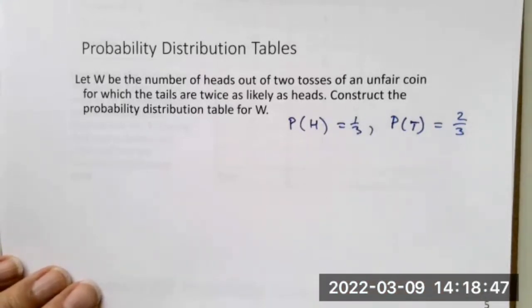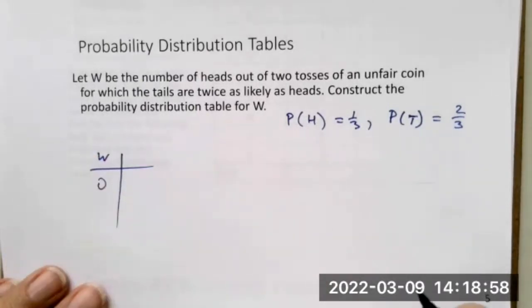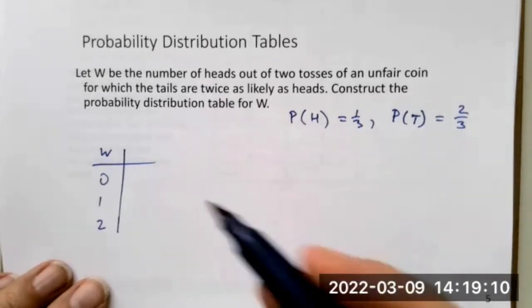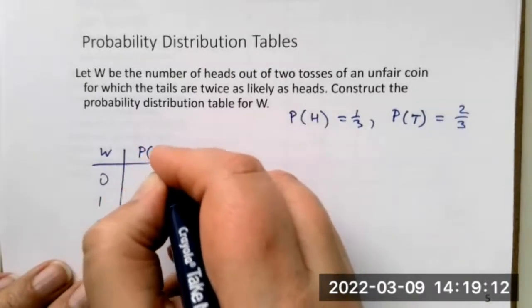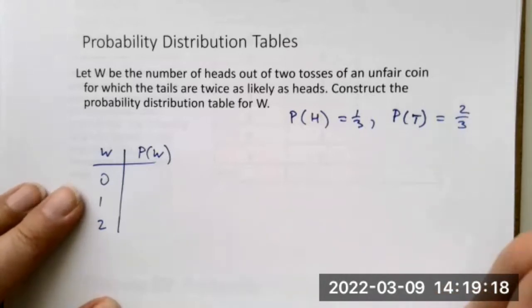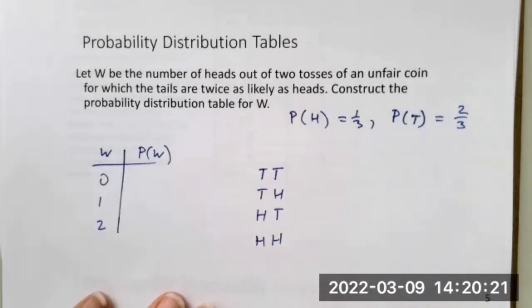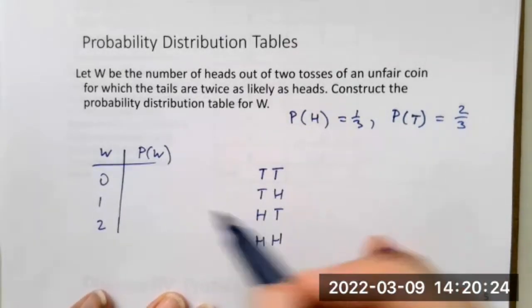All right, now we're tossing our coin 2 times. So we could have 0 heads, 1 or 2 heads in 2 tosses. So these are our possible values for our random variable. Now we need to figure out the probabilities for each one of those outcomes. So let's list all the outcomes first. So these are our possible outcomes.